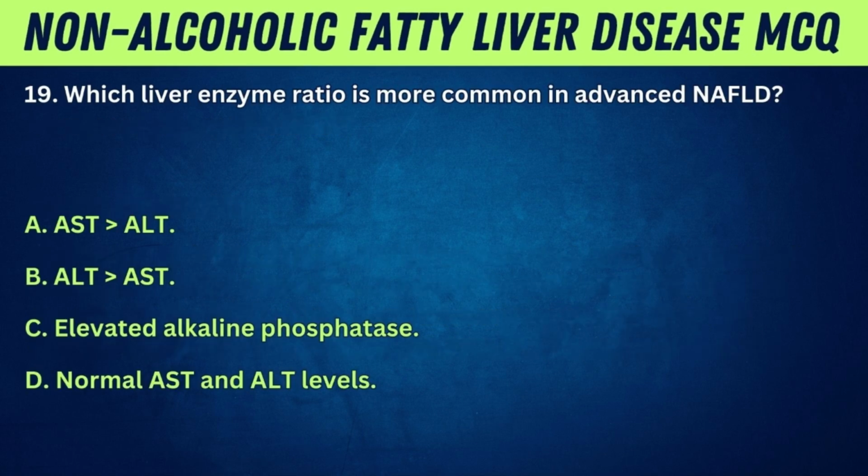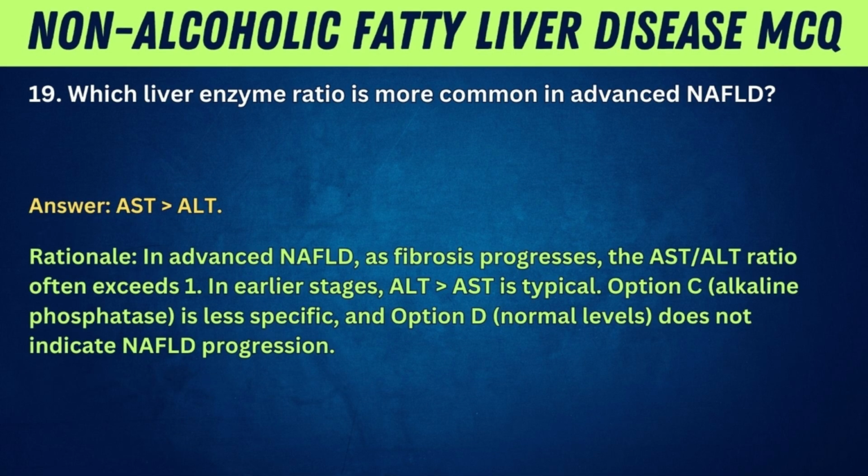19. Which liver enzyme ratio is more common in advanced NAFLD? A. AST/ALT. B. ALT/AST. C. Elevated alkaline phosphatase. D. Normal AST and ALT levels. Answer: AST/ALT. Rationale: in advanced NAFLD, as fibrosis progresses, the AST/ALT ratio often exceeds 1. In earlier stages, ALT/AST is typical. Option C, alkaline phosphatase, is less specific, and option D, normal levels, does not indicate NAFLD progression.